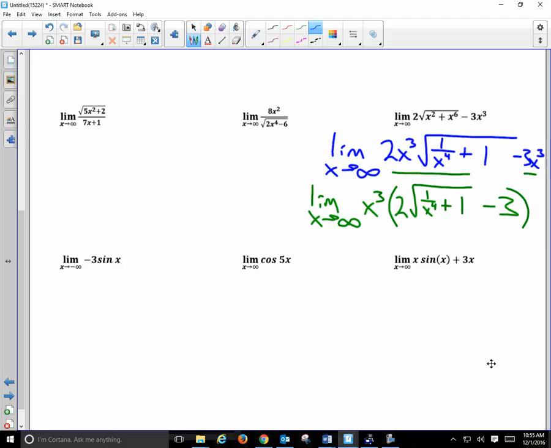Now we might be more convinced what this limit goes to. What does the 1 over x to the fourth go to? 0. So you have 2 times the root of 1, which is 2, minus 3. So we have a negative 1 times some large number to the third power. And so you're going to get negative infinity.